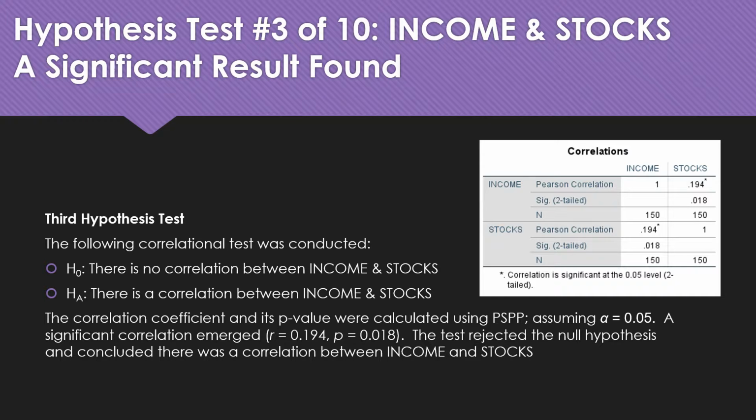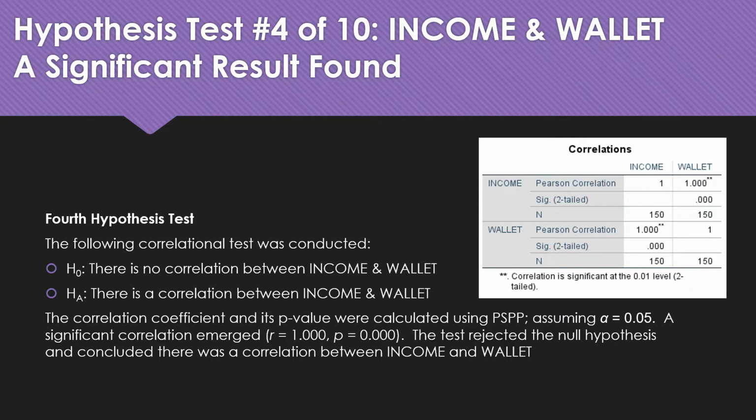The correlation coefficient and its p-value were calculated using PSPP, assuming alpha was equal to 0.05. A significant correlation emerged between the correlation coefficient, which is equal to 0.194, and the p-value, which was equal to 0.018. The test rejected the null hypothesis and concluded there was a correlation between income and stocks.